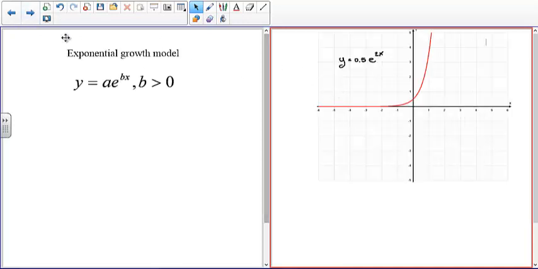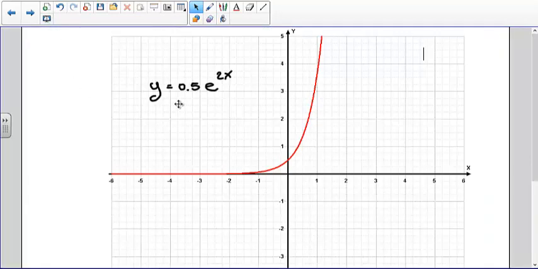And here's an example of an exponential growth situation. So we've got 0.5 times e to the 2x. If you think in terms of stretching, you've got both a stretch and a shrink. This causes a shrink in the y direction because it's 0.5. If it was 1, then it wouldn't be shrunk or stretched. And the 2x also shrinks it in the x direction.